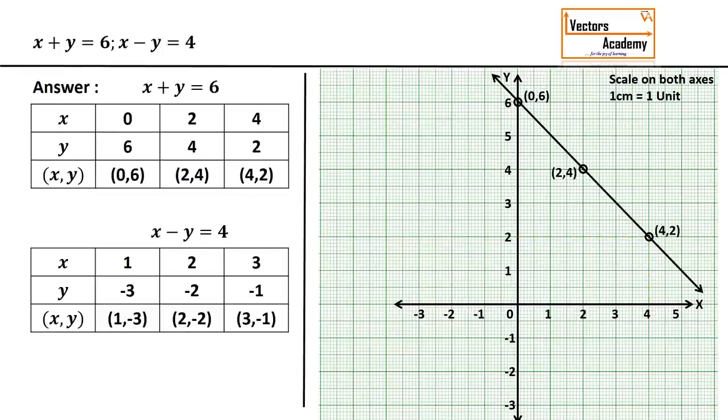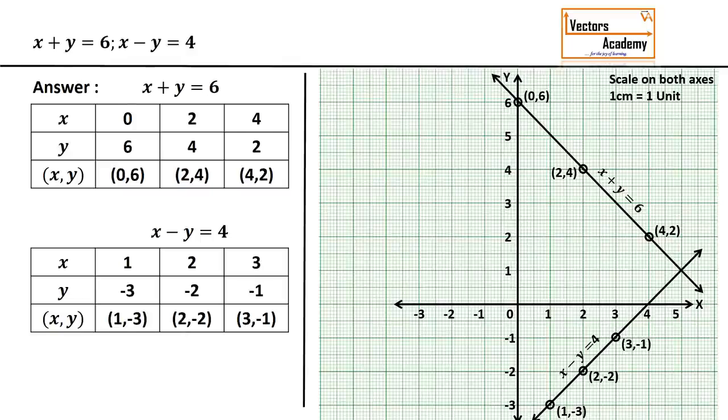So after plotting these 3 points, I'll join them and I'll get the required line, that is x plus y equal to 6. Now we'll plot the second line on the same graph. (1, -3), x coordinate 1, y coordinate minus 3. Again (2, -2) and (3, -1). Again I'll join them, I'll get the second line.